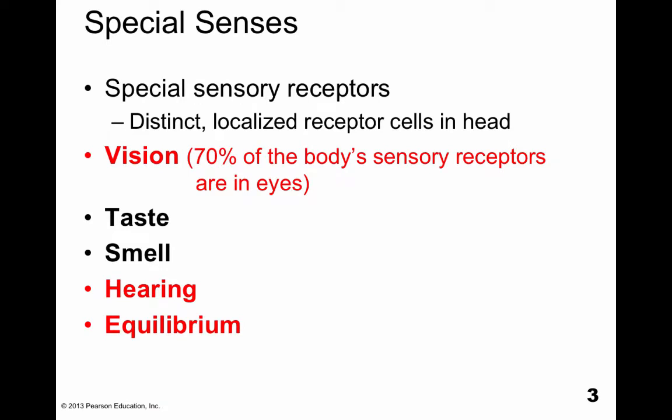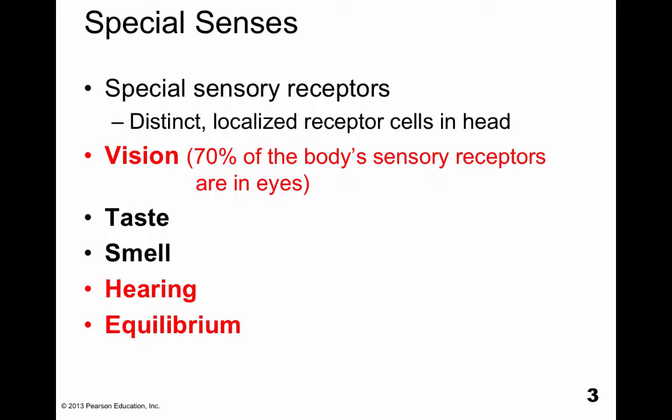Now, the special senses use special sensory receptors to bring in information from the inside or outside of the body. These are distinct localized receptors, and they are held in the head. And so the special senses that this chapter talks about are vision, taste, smell, hearing, and equilibrium.